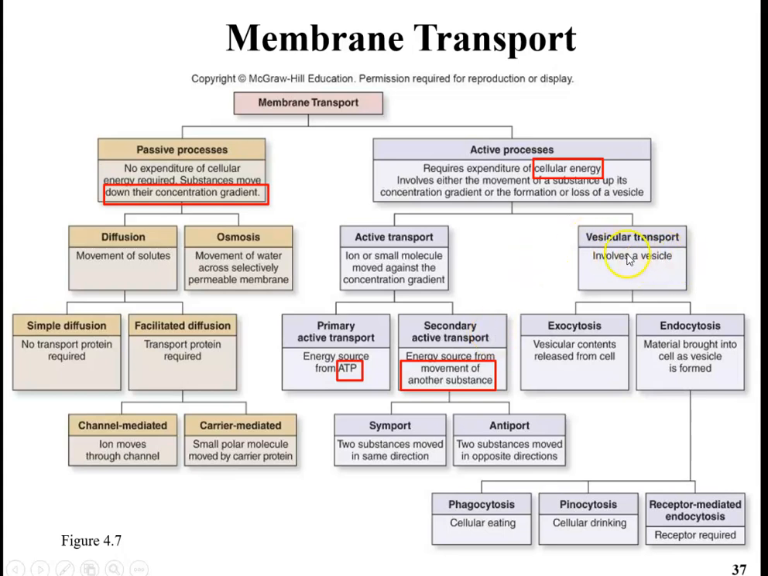In the vesicular transport column, you have exocytosis, which is release of vesicular contents from the cell. And you have endocytosis, where material is brought into the cell as a vesicle is formed. And remember, you have phagocytosis, which is cellular eating, where you bring in a large particle. You have pinocytosis, which is cellular drinking, where you're bringing in extracellular fluid. Or you can have receptor-mediated endocytosis, where receptors are required.